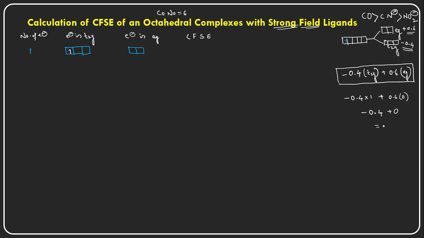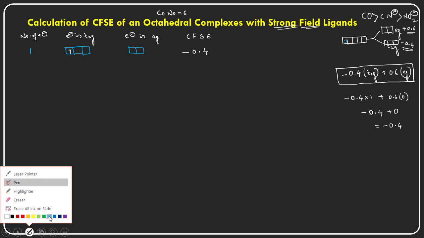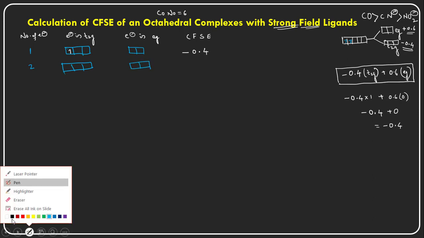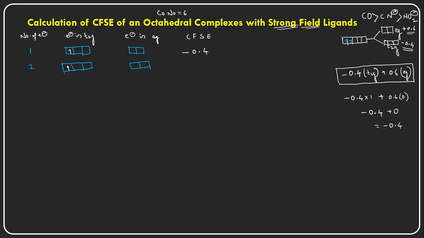So that is nothing but minus 0.4, which is the crystal field stabilization energy value. Right? Minus 0.4. And if the number of electrons is 2, that means one more electron is there. So the d orbital splits into T2G orbitals and EG orbitals, right? And there will be 2 electrons.